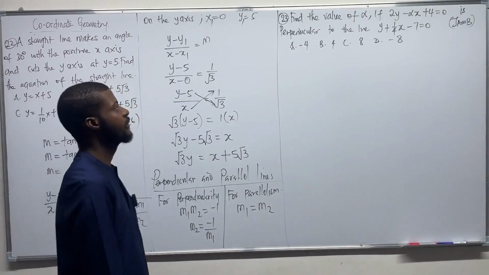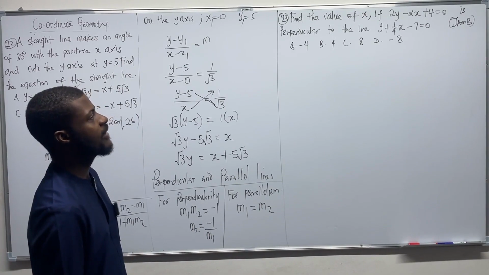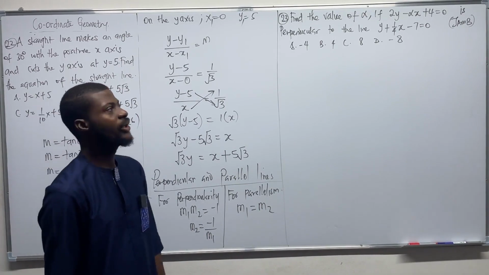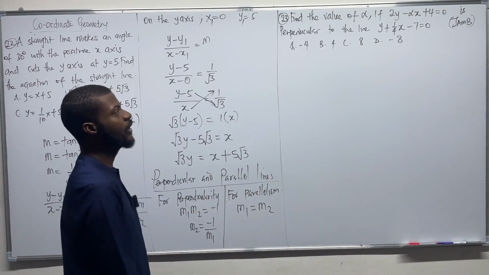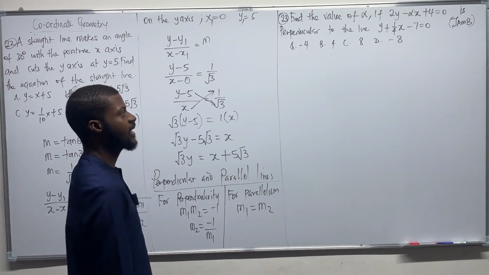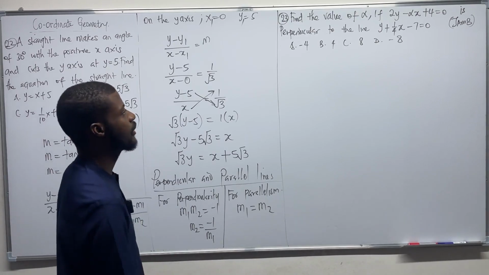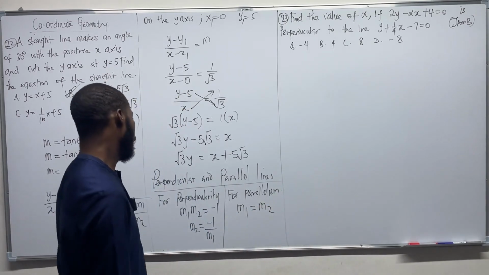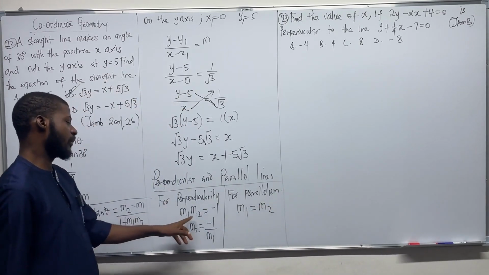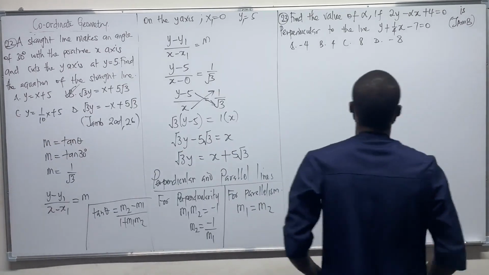Number 23. It says find the value of alpha if 2y minus alpha x plus 4 equal to 0 is perpendicular to the line y plus 1 over 4x minus 7 equal to 0. So these two lines are perpendicular. So we're asked to solve for alpha. We already know that if two lines are perpendicular, when the gradients multiply, you must always get -1.